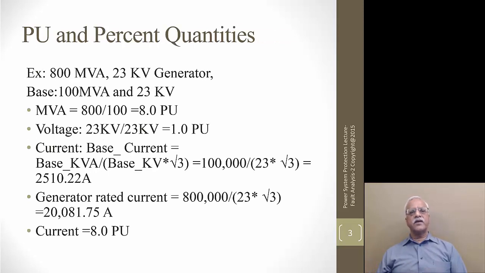So now take an example here, 800 MVA, 23 kV. We selected the base MVA as 100 MVA and base kV as 23 kV. So the generator bus voltage will be 23 by 23, 1 per unit. And then the MVA will be 800 by 100, which is 8 per unit. And the base current, for 100 MVA and 23 kV, turns out to be around 10 kiloamperes. And the full load current is 20,000 amps for this generator. So the ratio is 8 per unit.